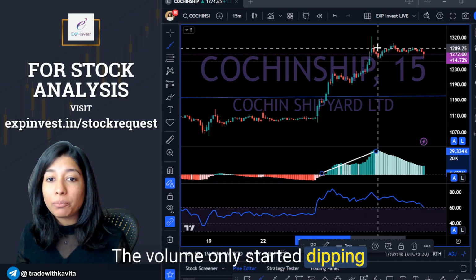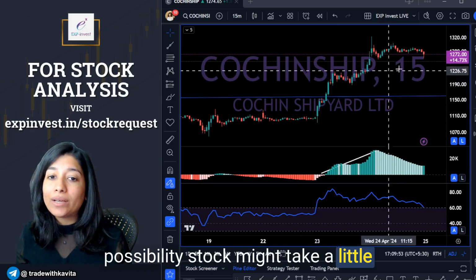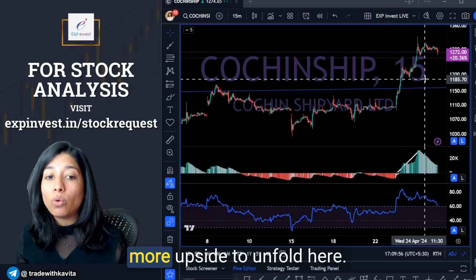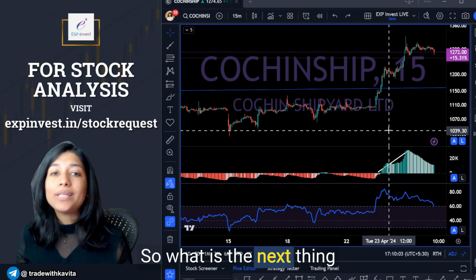The volume only started dipping when the price stopped going up, which means it is a possibility the stock might take a little bit of a dip, but I am expecting more upside to unfold here. So we are going to continue to hold this stock. So what is the next thing for me here?